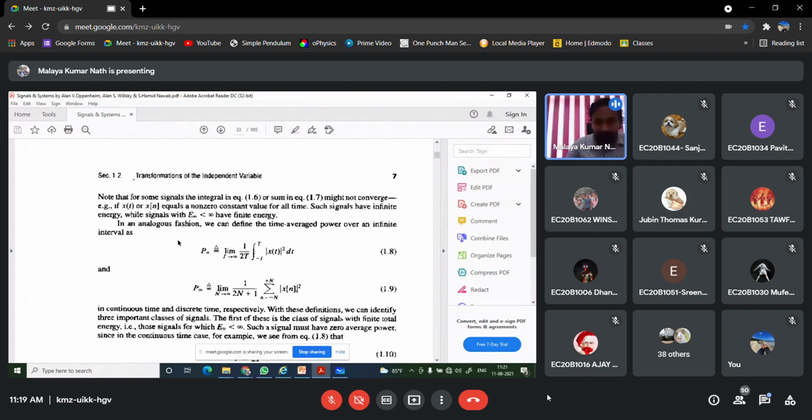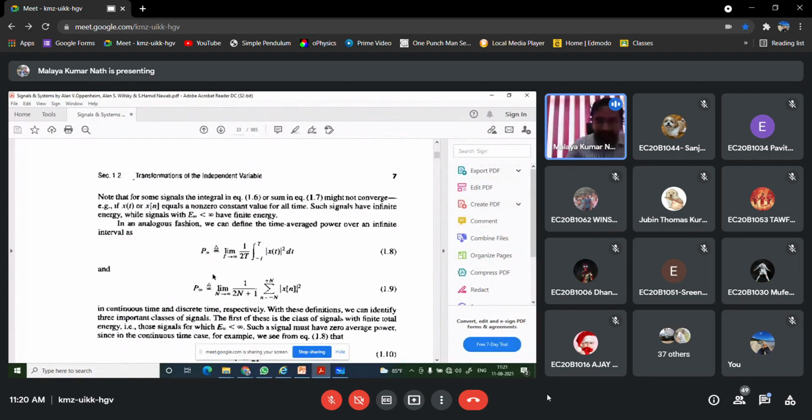Now what is the power? How do we calculate the power? As I already told you, the power of a signal can be calculated as P of infinity, equal to the limit as T tends to infinity of 1 upon 2T, where this 2T is representing the averaging, times the integration from minus T to T of x(t) squared dt. So this 1 upon 2T basically represents the averaging of the power. This is how we calculate the average power in the continuous domain.